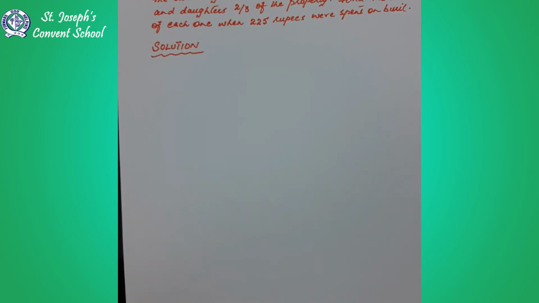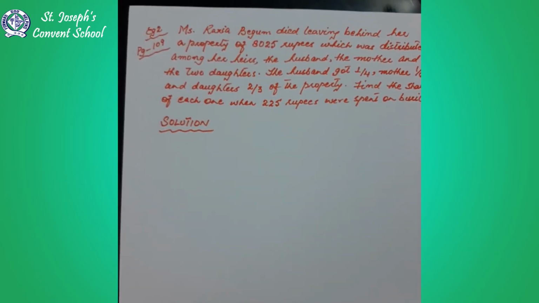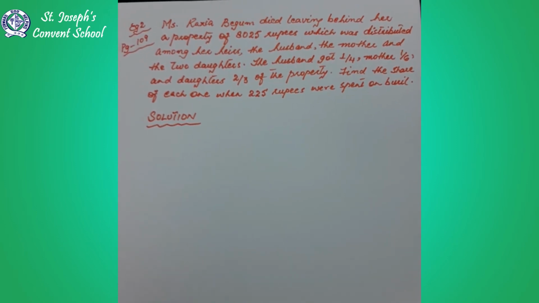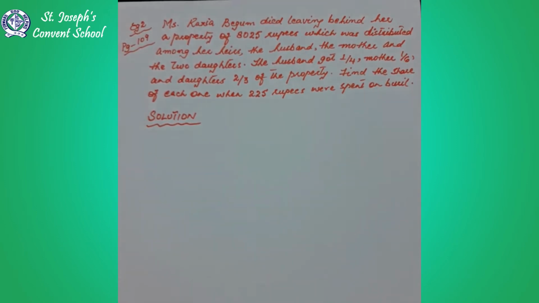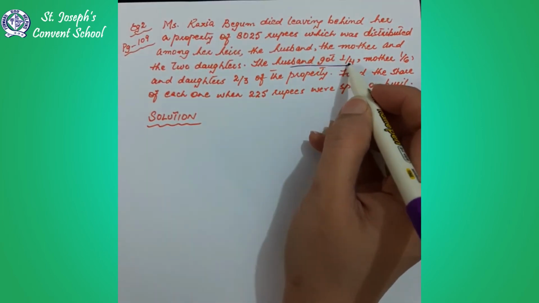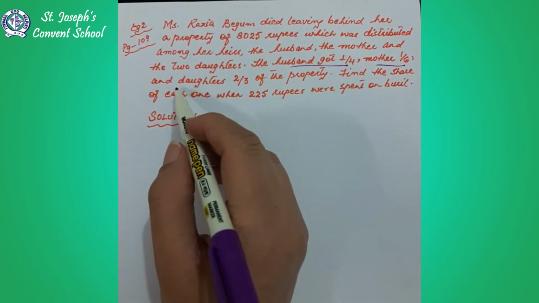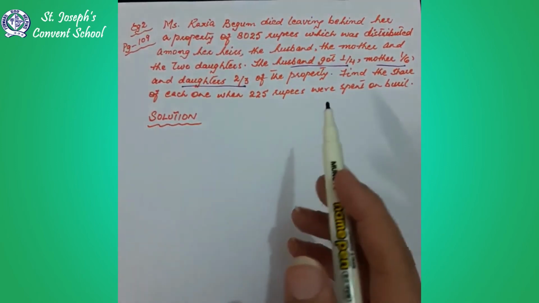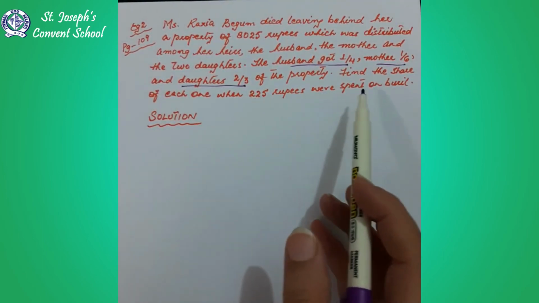Now there is another example, example number 2 in your exercise book. It's on page 109. The example is: Miss Razia Begum died leaving behind her property of 8025 rupees. Total tarka is 8025 rupees. Now it was distributed among her heirs. Who are the persons? The husband, the mother and the 2 daughters. It is mentioned that the husband got 1/4, the mother 1/6 and the daughters 2/3 of the property. Find the share of each one when 225 rupees were spent on burial.